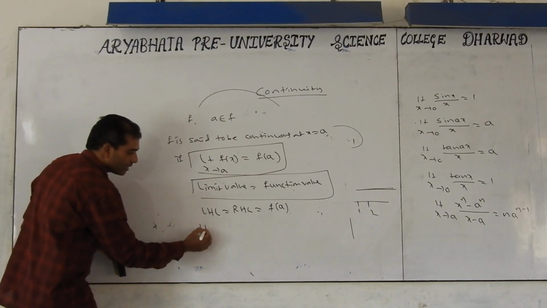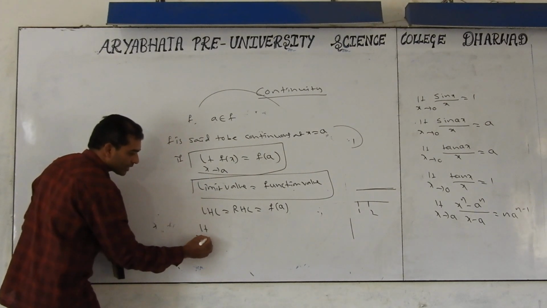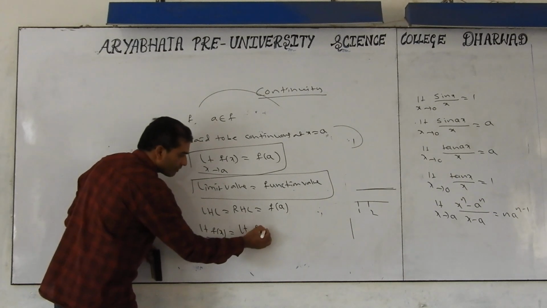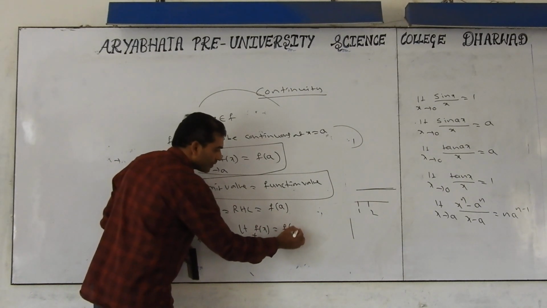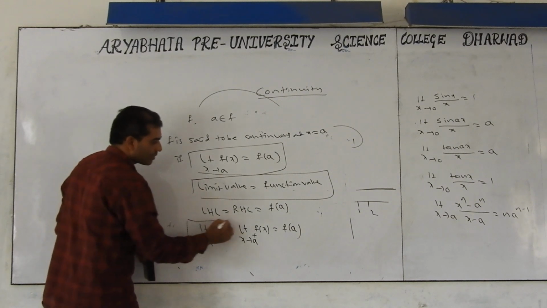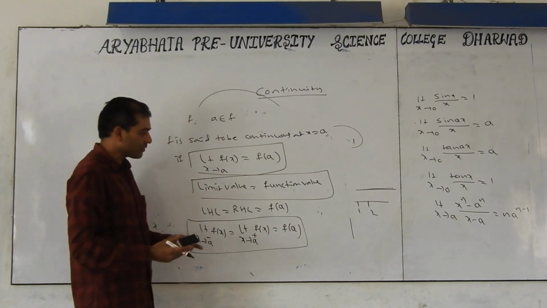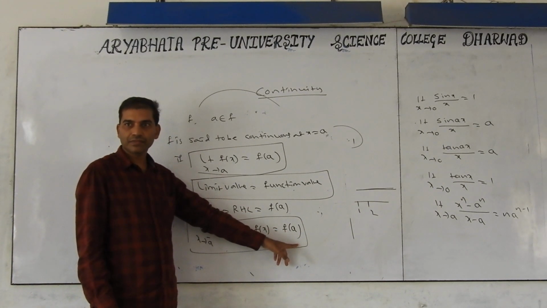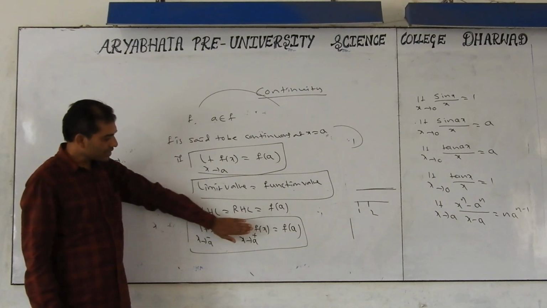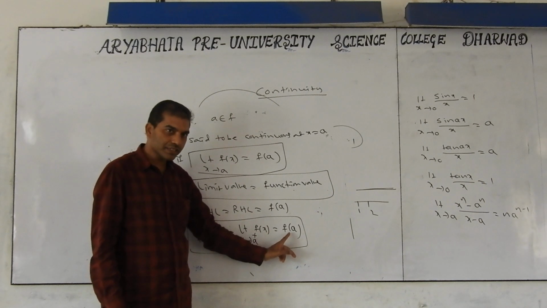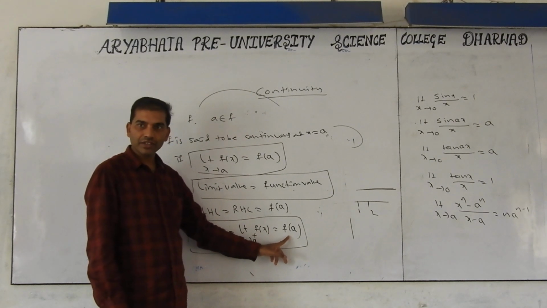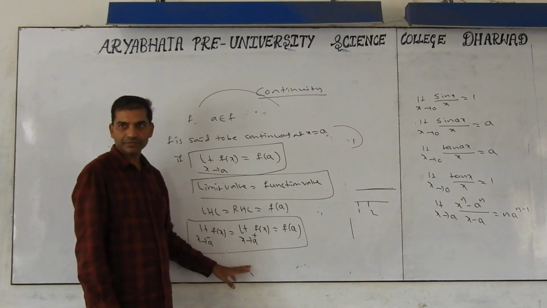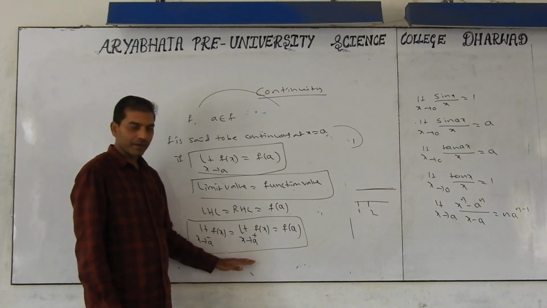Tell me LHL, limit x tends to a minus. Limit x tends to a plus, f of x equals f of a. This is left limit equal to right limit equal to function value. Then f is continuous at that point a. Are you following? Limit means this much; this is an external number. What is this? Function value. Function value equal to limit value, then f is continuous at that point. This is by mathematical symbols.